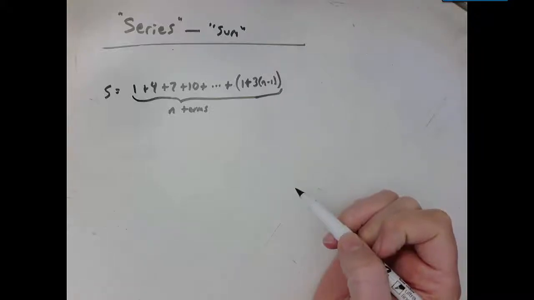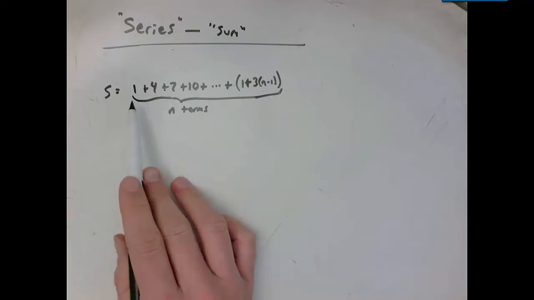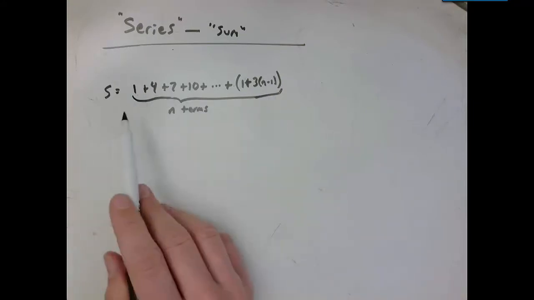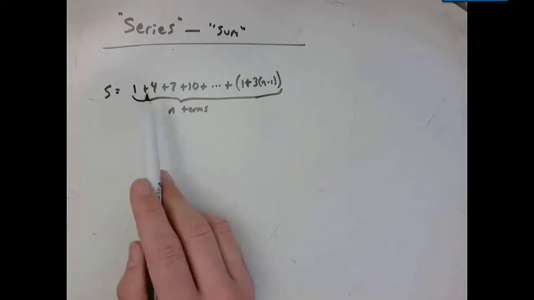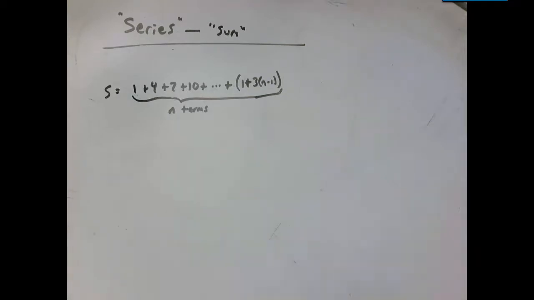Let's see if you can apply the Gauss trick to a slightly different series. So let's say we have n terms starting at 1, but now instead of counting up by 1s, we're counting up by 3s. So 1 plus 3 is 4, plus another 3 is 7, plus another 3 is 10, and so on.